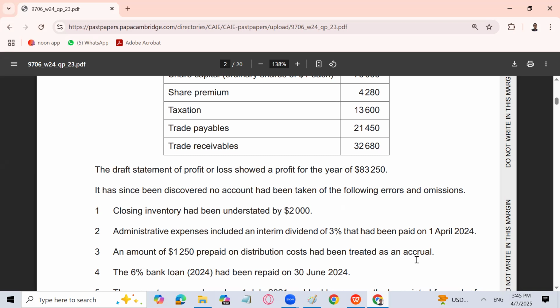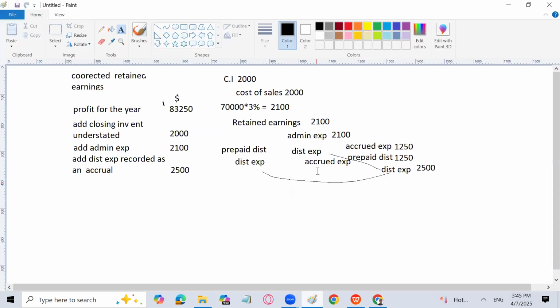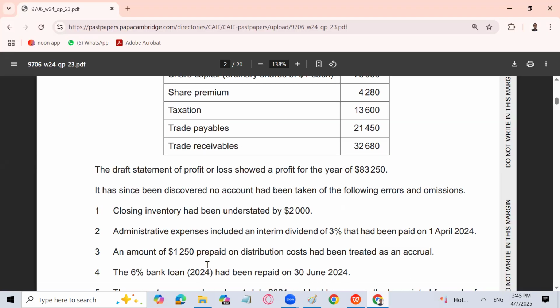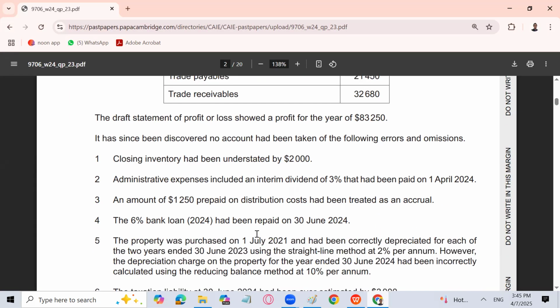We have gone for the whole entry. आपने prepaid expense to expense करना था, आपने कर दिया expense to accrued expense. Now accrued expense is going to be debited, prepaid distribution is going to be debited, and distribution expense is going to be credited. With the double amount means 2500 is going to be added. Okay, next. The 6% loan has been repaid on 30th June 2024.